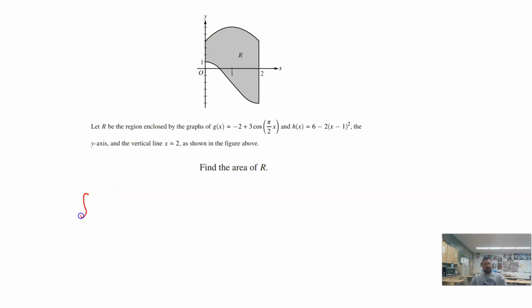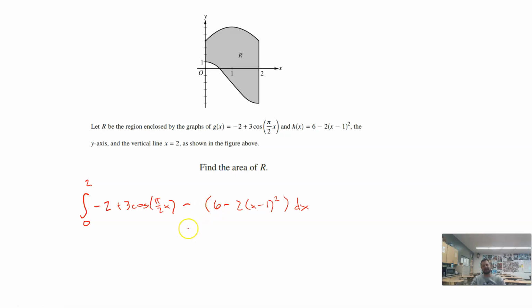So hopefully you remember area is just the integral from a to b, in this case from 0 to 2, of the top function, so that's -2 plus 3 cosine of pi halves x, minus the bottom function. So I get 6 minus 2 times (x minus 1) squared, and then we've got dx. Now, normally we would just plug this into our calculator, but because this is on the non-calculator section, we actually have to do this by hand.